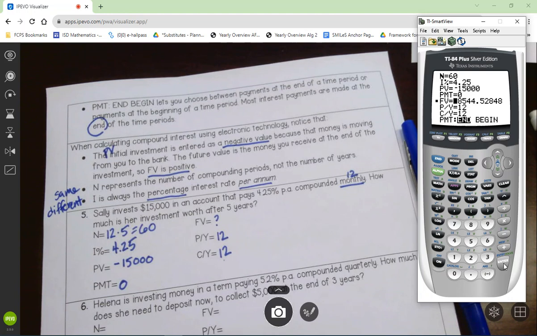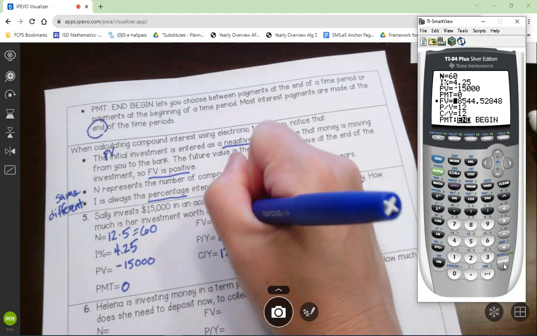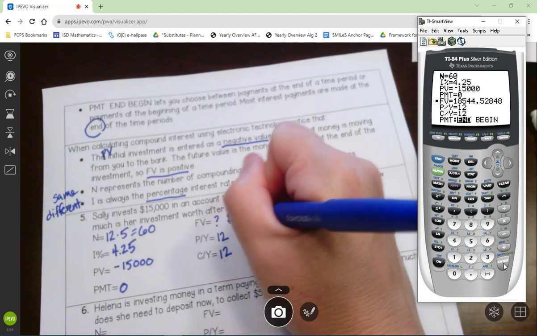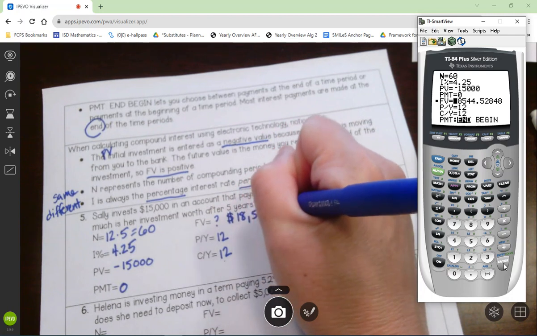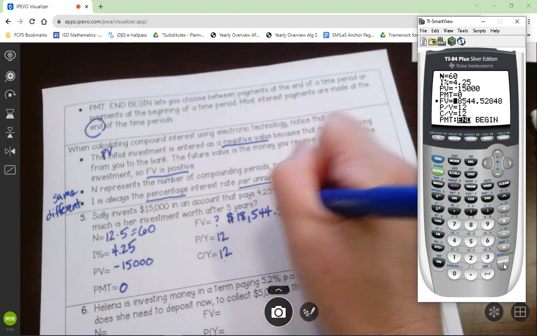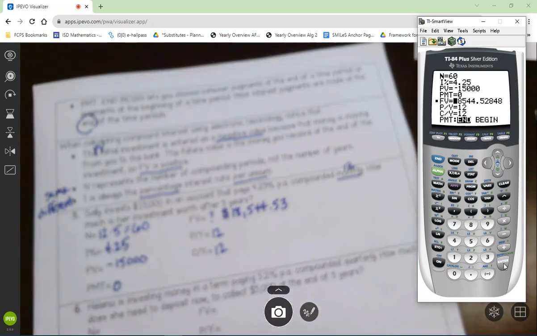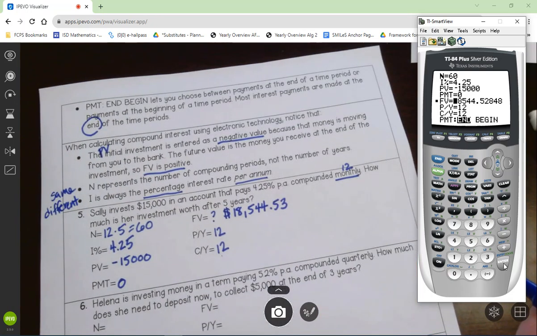All right, and it gives us the future value, which we are going to round to the cents. So we have $18,544.53, because that 2 will round up. All right, so you should try the next one. Pause the video and give it a try.